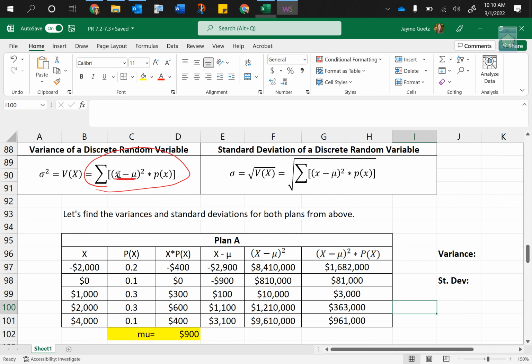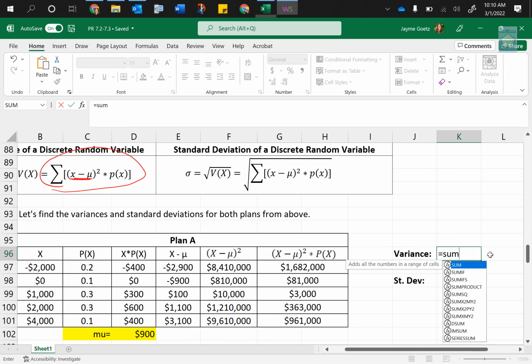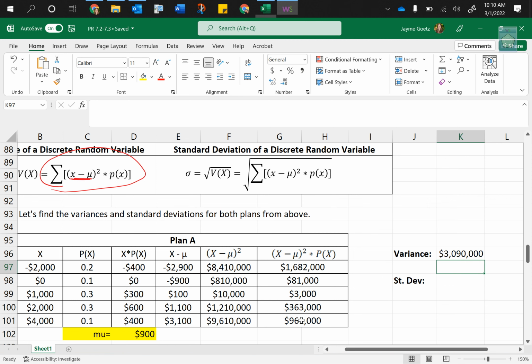Okay. Once I have all of these things fulfilled, I found my mu, I subtracted it, I squared it, and multiplied it by the probability. I satisfied everything inside of that. Now I find the sum of it. You can either find the sum down here, but I know that finding the sum is going to give me the variance, so I'm going to find it over here because that's going to be my answer. I'm going to hit equals sum, and highlight all of those values that I just found. So that's going to be your variance, 3,090,000.